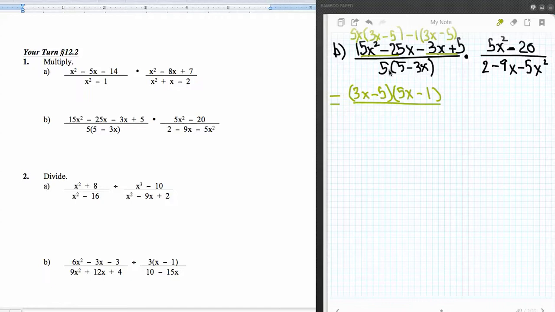Now this second one down here in the denominator, this has a negative that I'm going to take out. So this is going to look like a negative 5 times a positive 3x minus a 5. And now going over to the second term to factor it, this has a GCF of 5. So I'm going to write that as 5 times x squared minus 4. Now that's the difference of two perfect squares. So that's going to be 5 times an x minus 2 and an x plus 2.